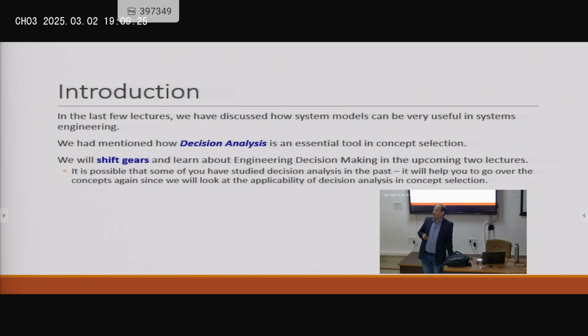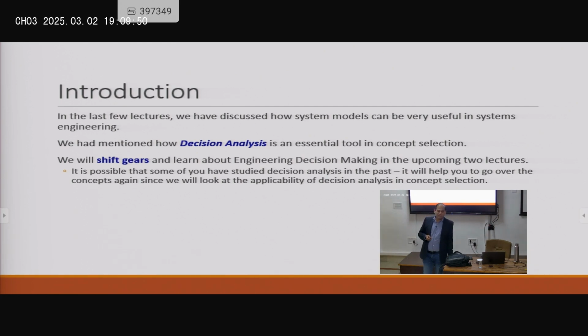So has anybody here had decision analysis in the past? You've had multi-criteria decision analysis. Okay, and you're the only one, it looks like. Okay, good. Awesome. So we have one audience member that has done multi-criteria decision analysis.